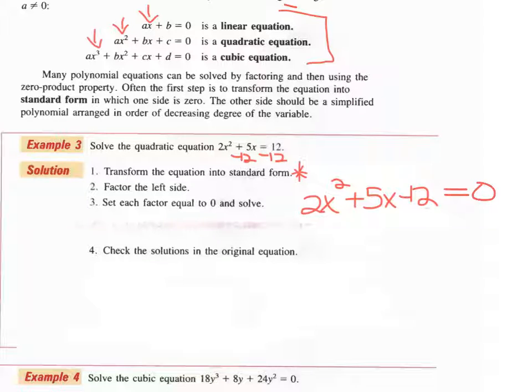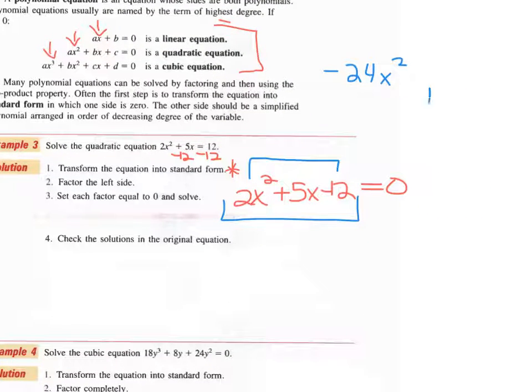So now I need to factor the left side. So this is what we've been doing all along. So here's where I'm going to multiply the first and the last. I'm getting negative 24 x squared. So I'm looking for factors of negative 24 that will give me 5. So I could start my list. 1 times 24, 2 times 12, 3 times 8, 4 times 6. Now remember, I'm trying to make a negative 24, so my signs need to be different.